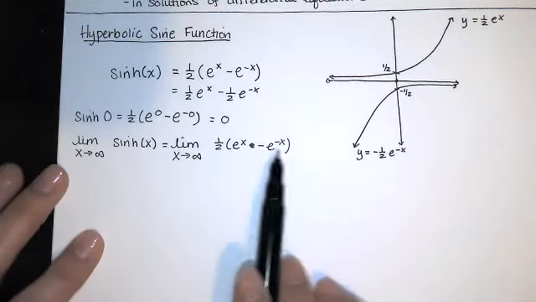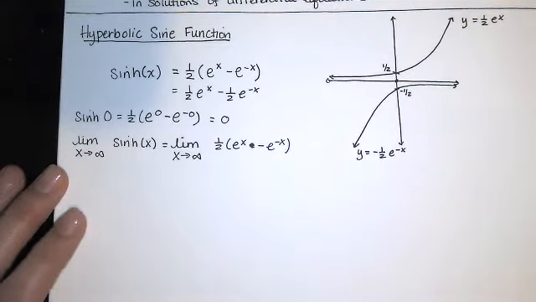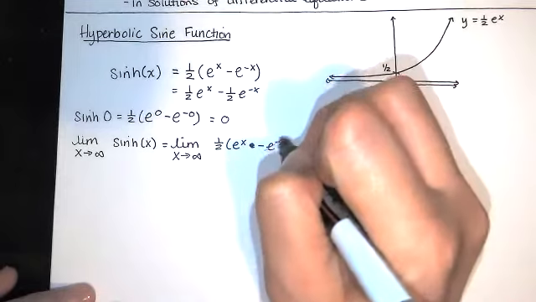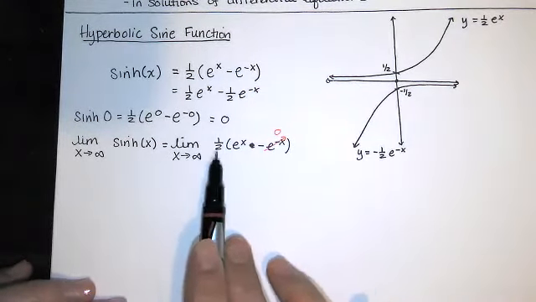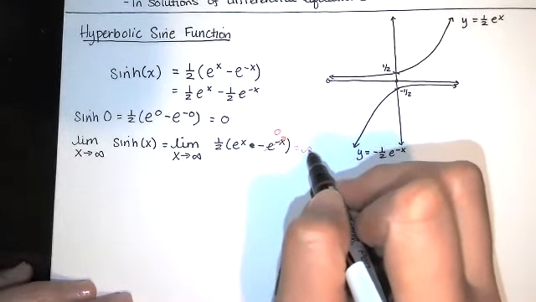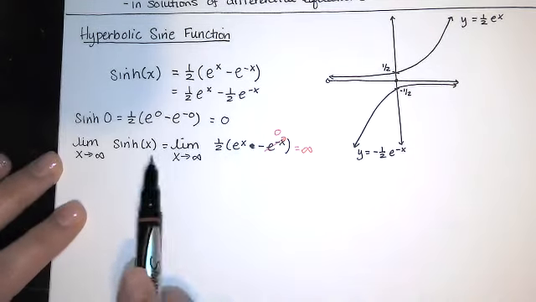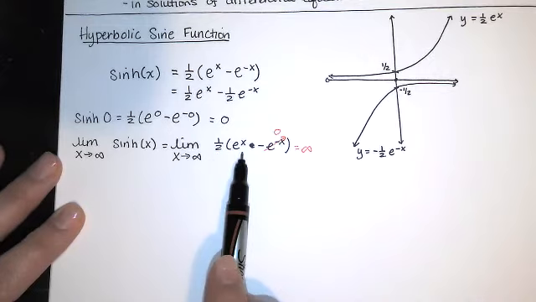Now as x goes to infinity, this part goes to 0. We know that, right? And so the hyperbolic sine of x approaches infinity. But I think the more interesting thing is to say it's approaching infinity, but it's also getting very close to this y equals 1/2 e to the x.